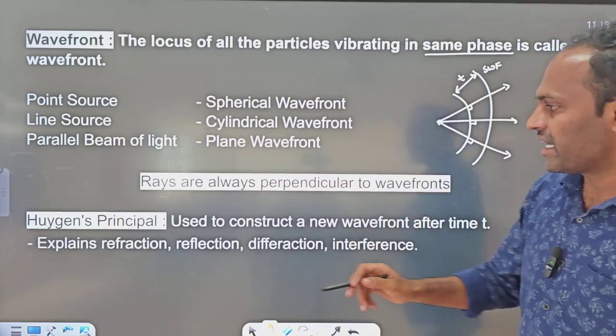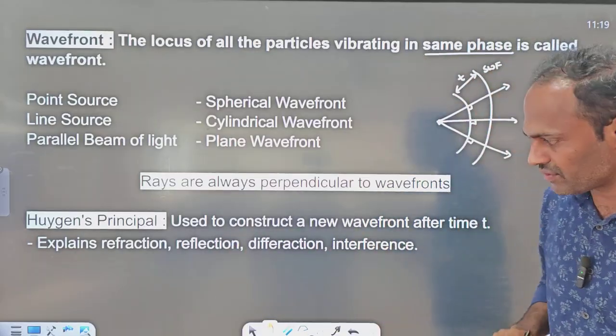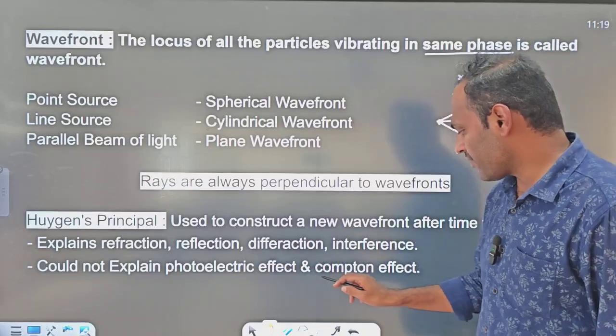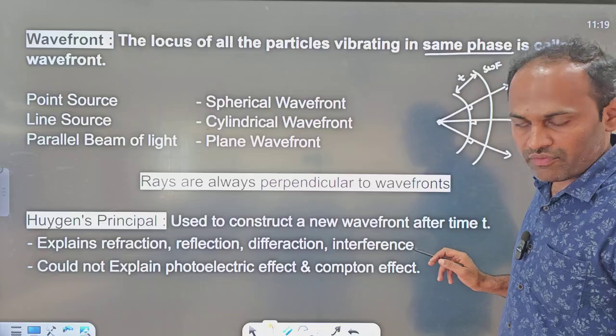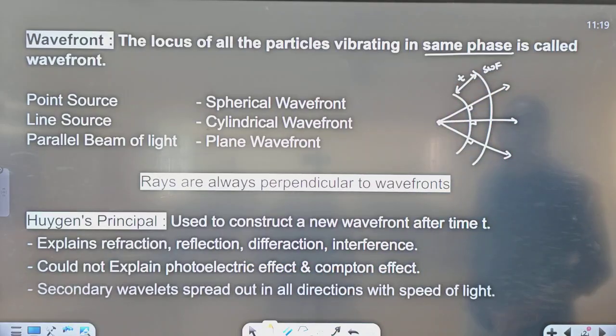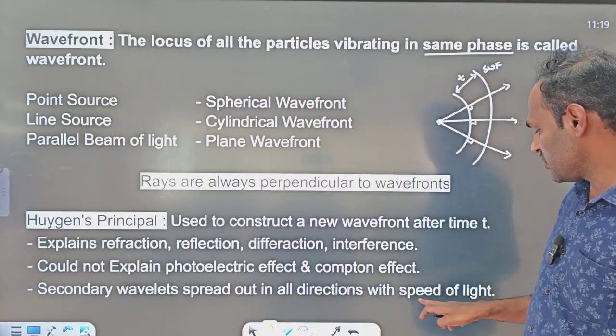What does this state? It explains refraction, reflection, diffraction and interference of light waves, right? It will not explain polarization. Next, it could not explain the photoelectric effect and Compton effect. Huygens principle could explain these phenomena of light, but it cannot explain the photoelectric effect and Compton effect. Okay, and next, secondary wavelets spread out in all directions with the speed of light.